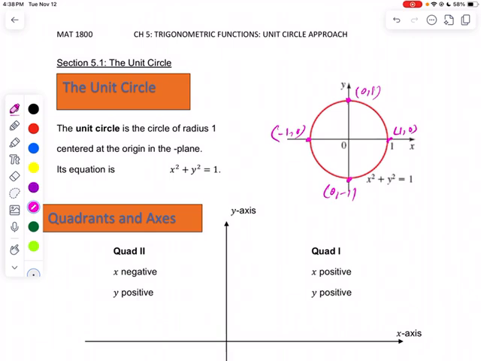Now the equation of the unit circle is x squared plus y squared is equal to 1. Why? Because the equation of a circle which has a radius of a units and its center at the origin is given by x squared plus y squared is equal to a squared. Now in our case a is 1, so the equation of the unit circle is x squared plus y squared is equal to 1.